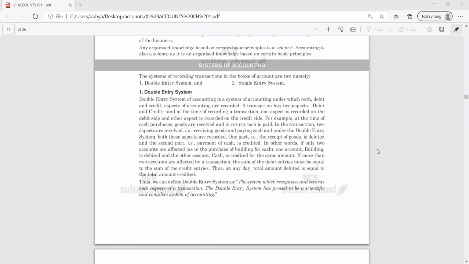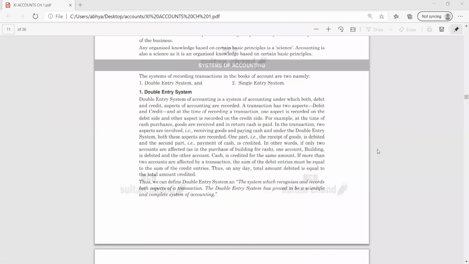First is furniture or building and machinery. Yes, very good. The other one is through cheque, means bank account. Very good. So two accounts are involved here. If we have purchased furniture, then furniture, otherwise building or machinery, means any asset, whichever asset we have purchased, then the other account is bank.